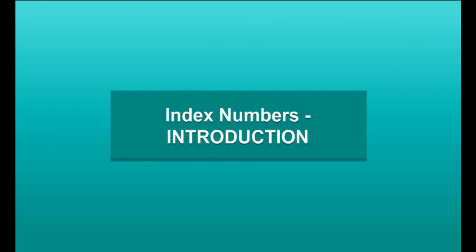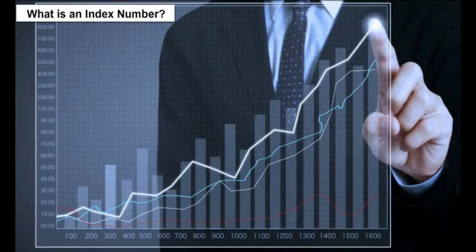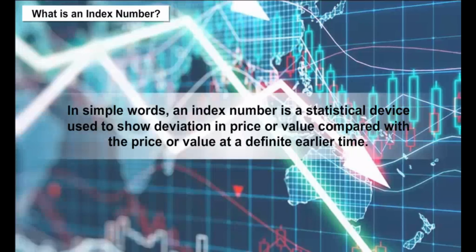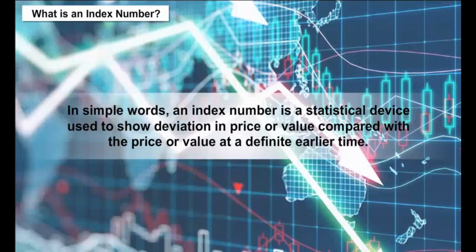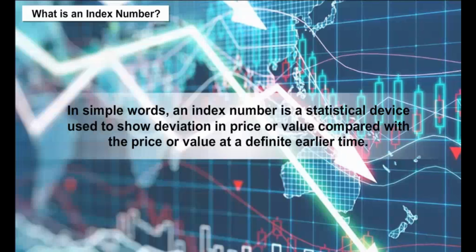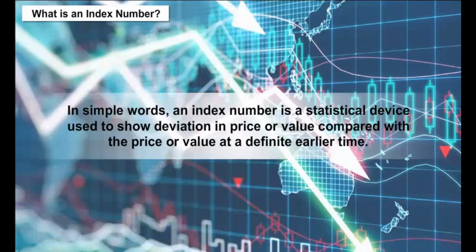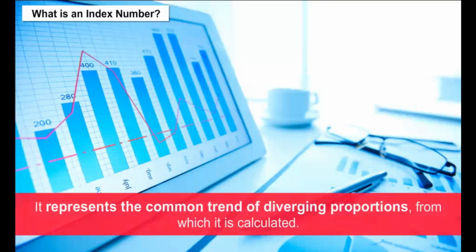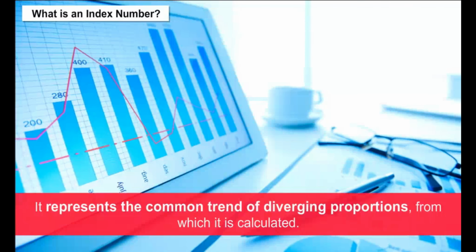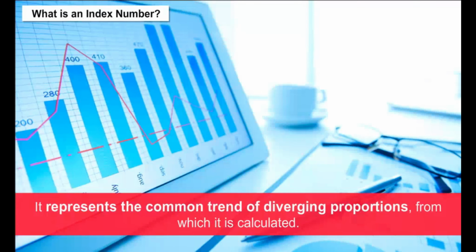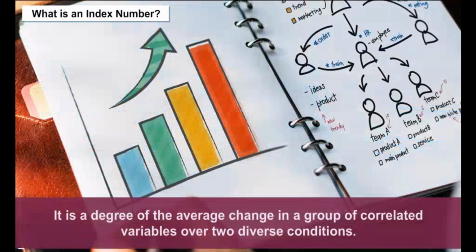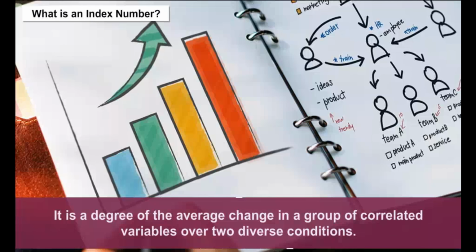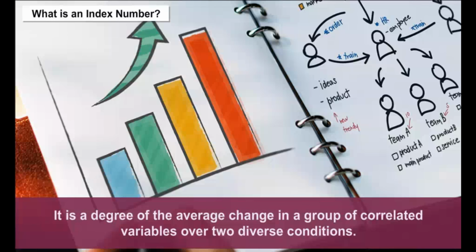Index numbers. Introduction. What is an index number? In simple words, an index number is a statistical device used to show deviation in price or value compared with the price or value at a definite earlier time. It represents the common trend of diverging proportions from which it is calculated. It is a degree of the average change in a group of correlated variables over two diverse conditions.